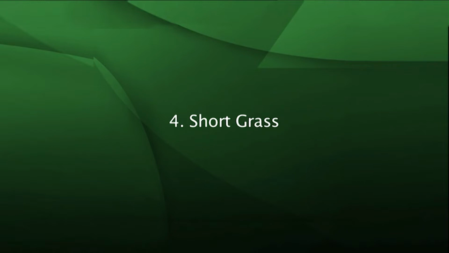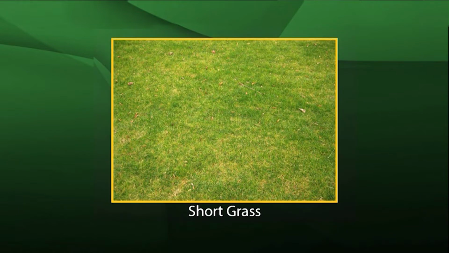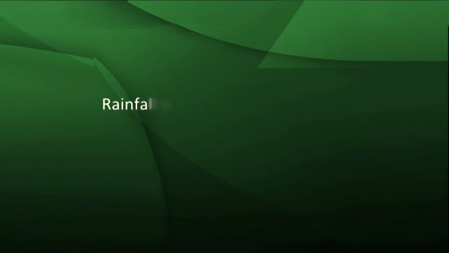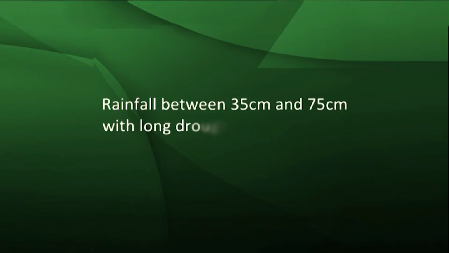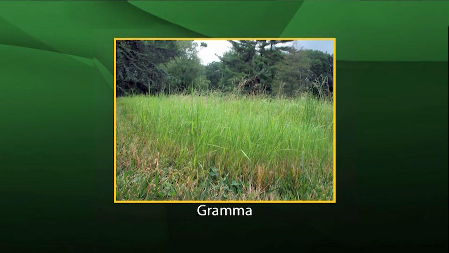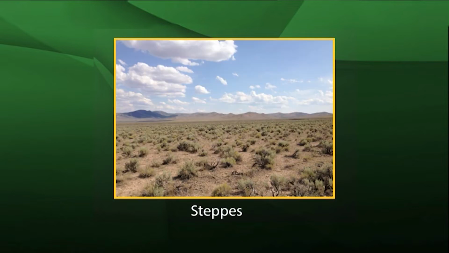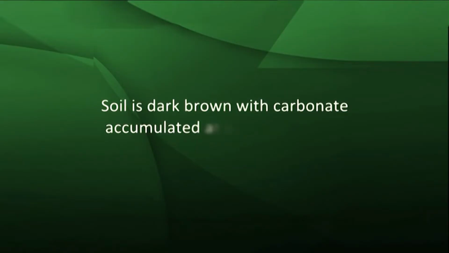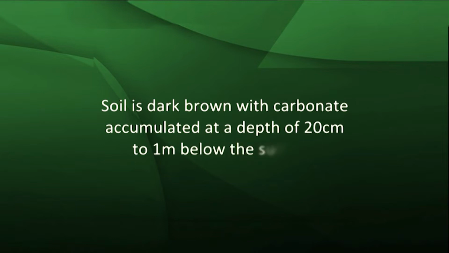Now, short grasses, only few inches tall in temperate regions. Rainfall between 35 centimeters and 75 centimeters with long drought and cold rest period. Grama, buffalo grass and stipas are dominant grasses here. Dry farming is prevalent in the areas. Soil is dark brown with carbonate accumulated at a depth of 20 centimeters to 1 meter below the surface. Area of these grasslands is about 3 million square kilometers in North America, South America, Africa and Russia.